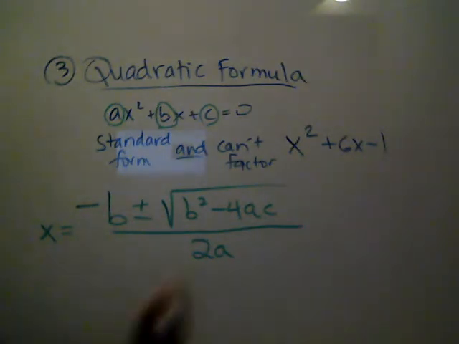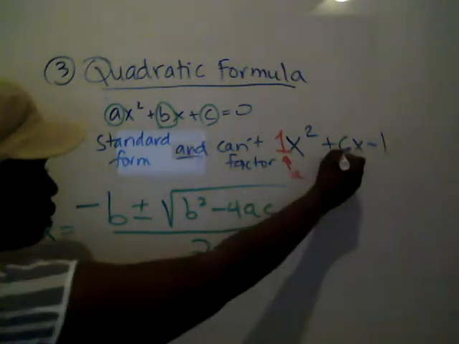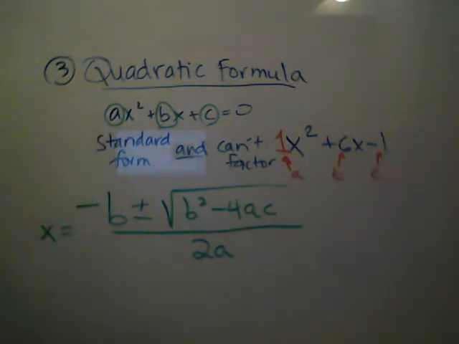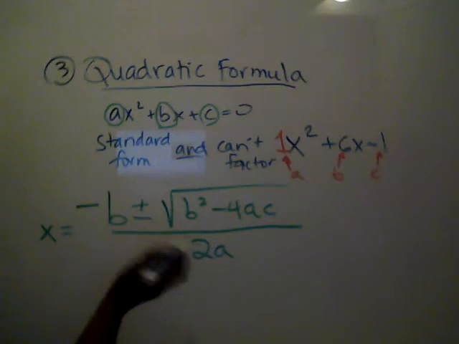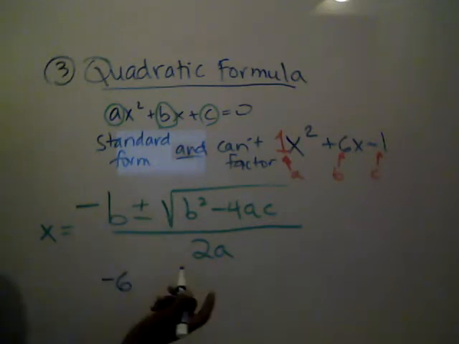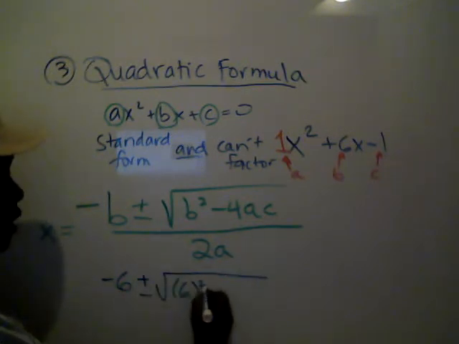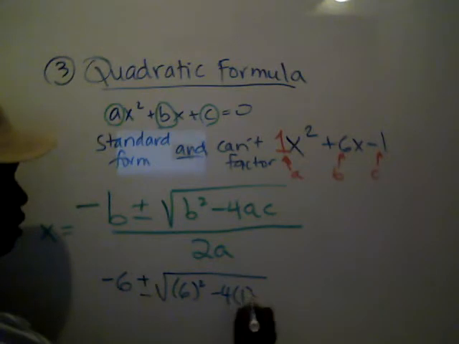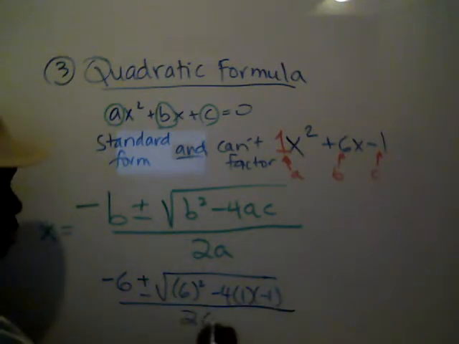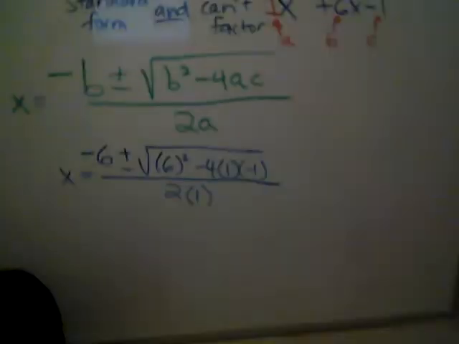All right, so let's identify what our a is and what our b is. So a is 1. That's the number in front of the x squared. This is our b value. And c is negative 1. Okay, so I'm just going to plug them in. So we're going to do the opposite of b. So b was positive. We're going to do negative 6. So instead of positive 6, we're going to do negative 6. We're going to do 6 squared minus 4 times 1 times negative 1, all divided by 2 times 1, 2 times a. All right, now we just have to simplify as much as we can.